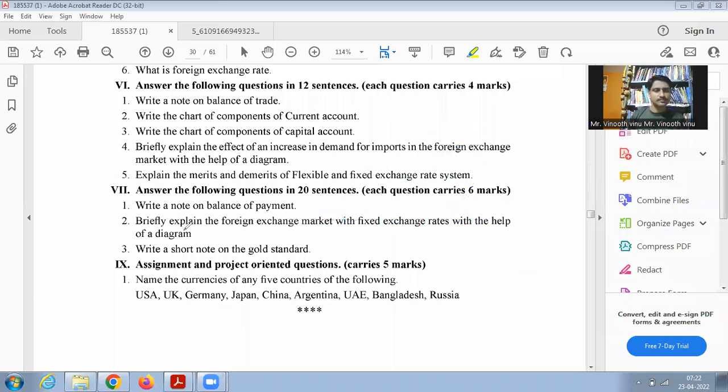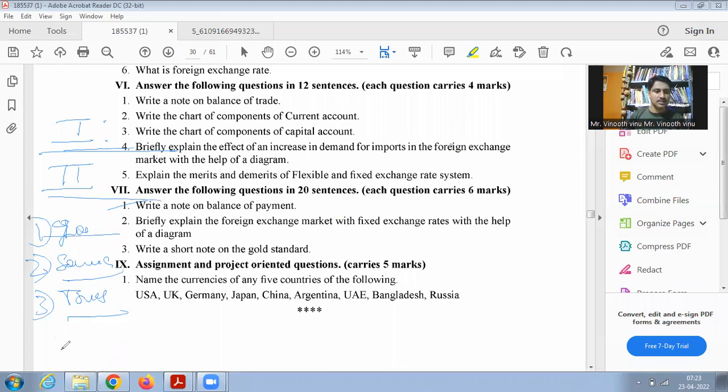Next, important: write a note on balance of payment. Explain the same points as in the chart. First current account, capital account, then take a side line of current account. Under that, trade in goods, trade in services, then transfer payment, point 1, 2, 3. We have to explain that.